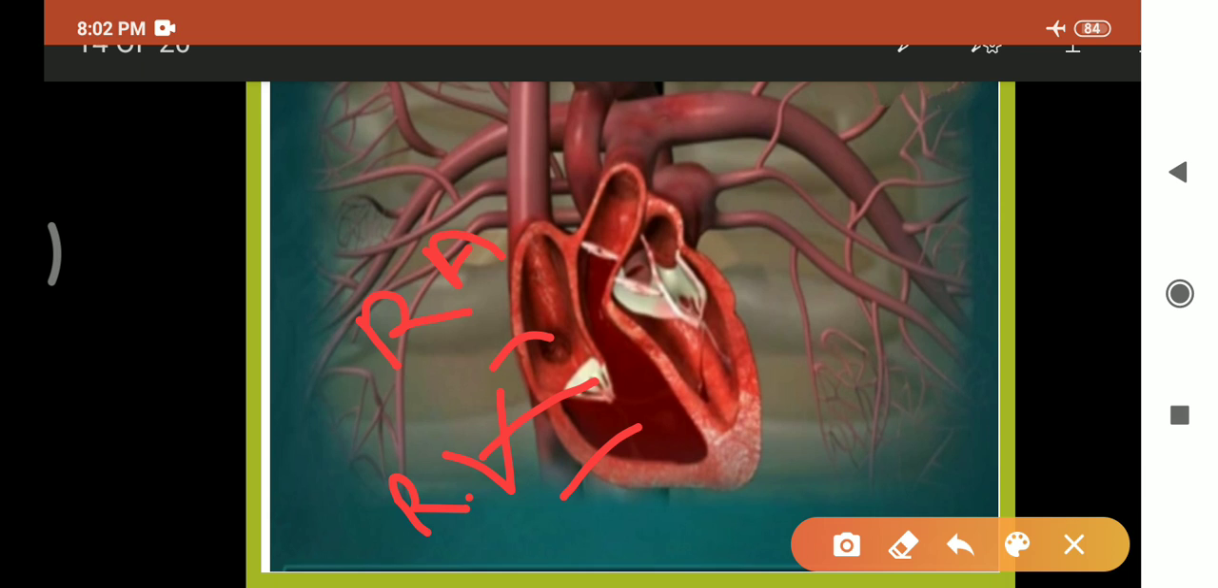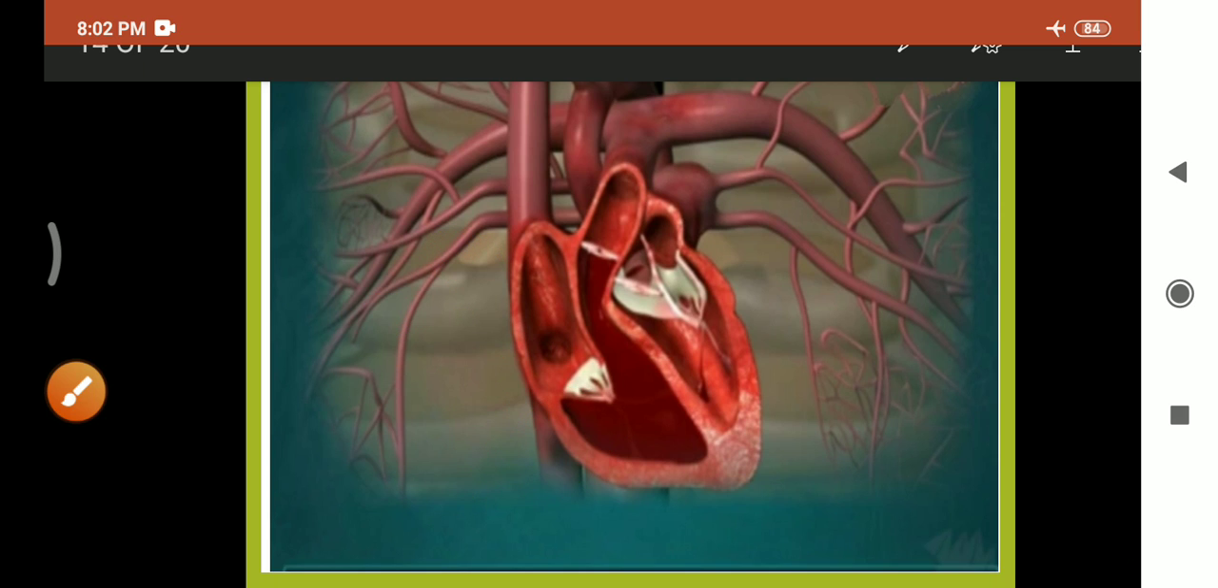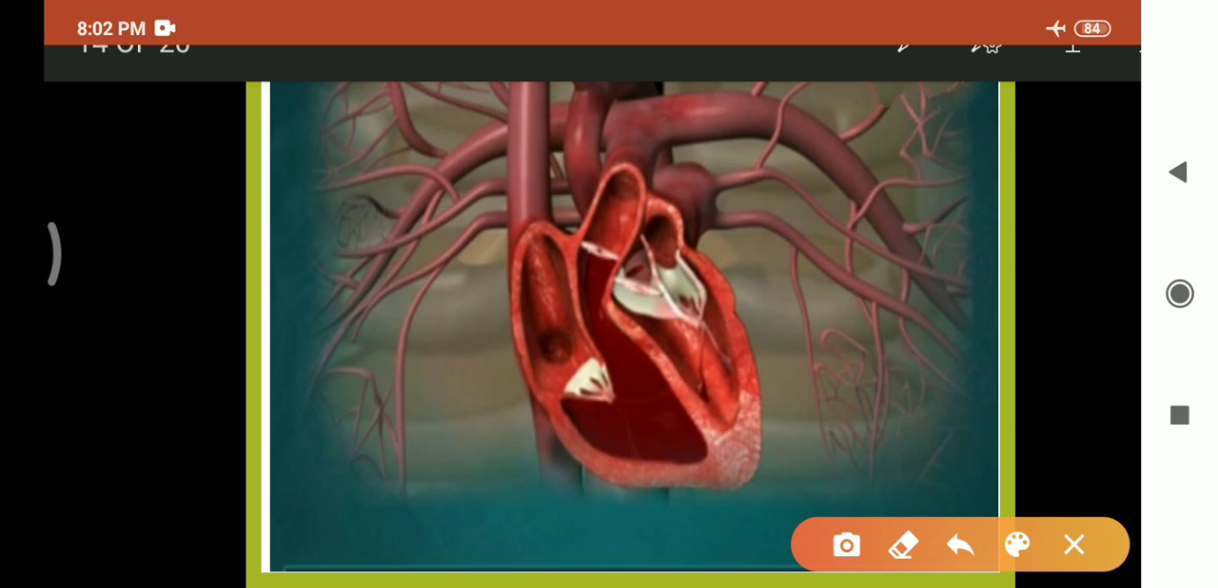And the next is atrium relax. The right ventricle is filled with blood. The right ventricle contracts. The next event is the right ventricle contracts, and the blood flows to the lungs. How does that flow to the lungs? It goes through this passage.